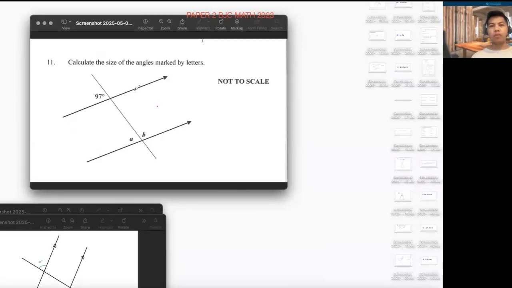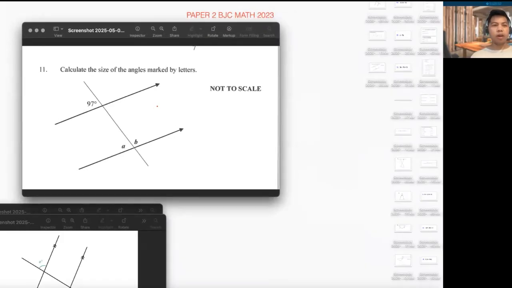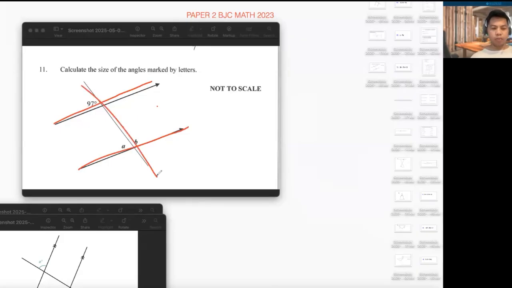This is paper 2, BJC 2023 math. So I have here a pair of parallel lines, and this is cut by a transversal.